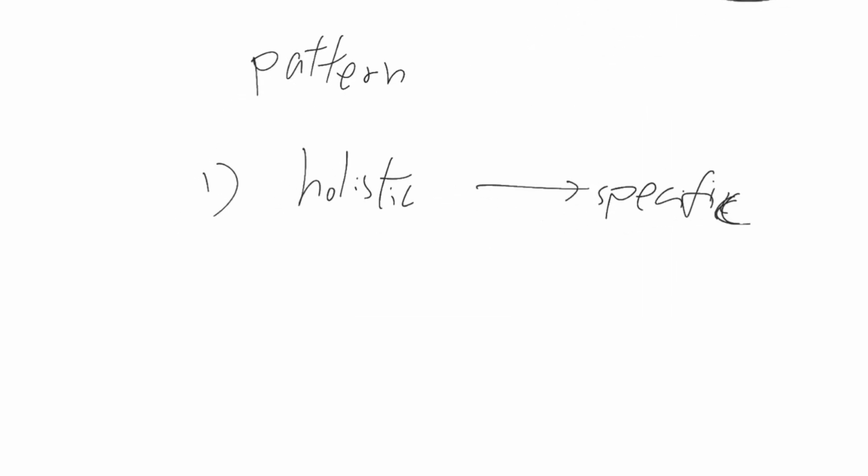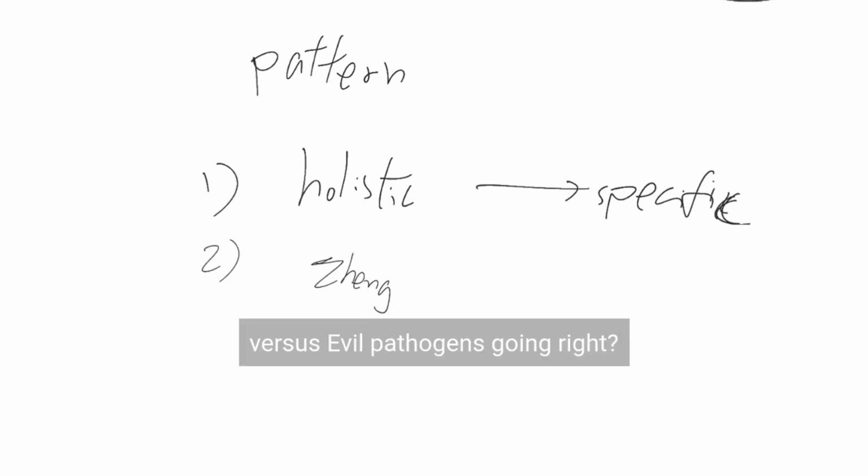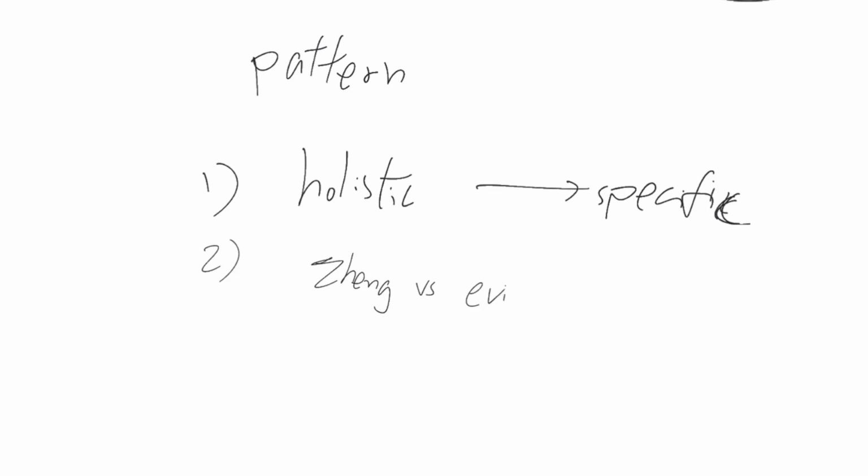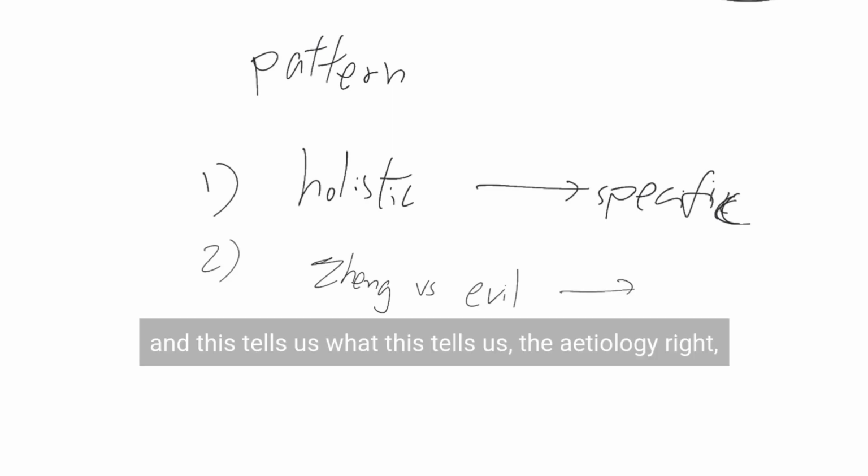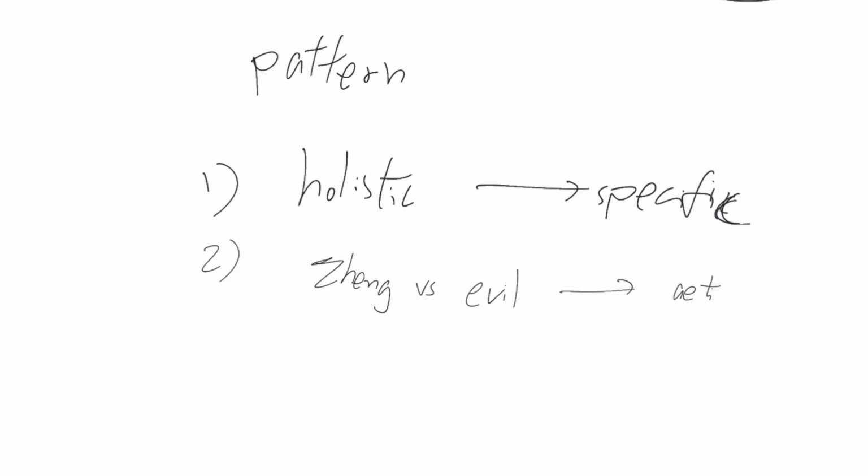Number two, we can also look at what the zhen versus evil pattern is, right? What is the process and the outcome? And this tells us what? This tells us the etiology, right? The etiology. And basically that is what we're looking at.